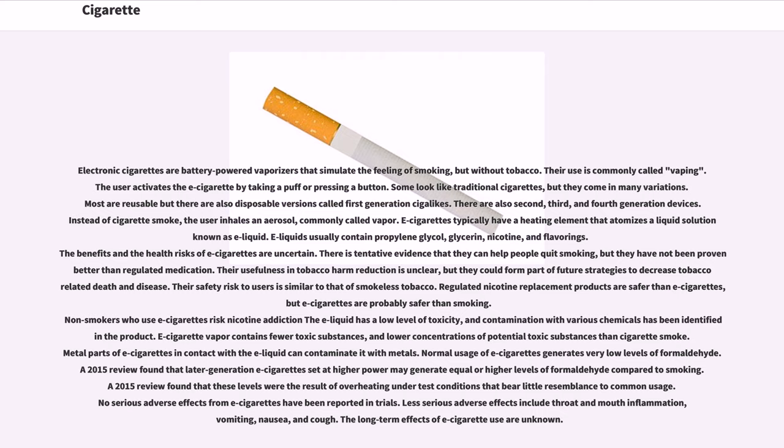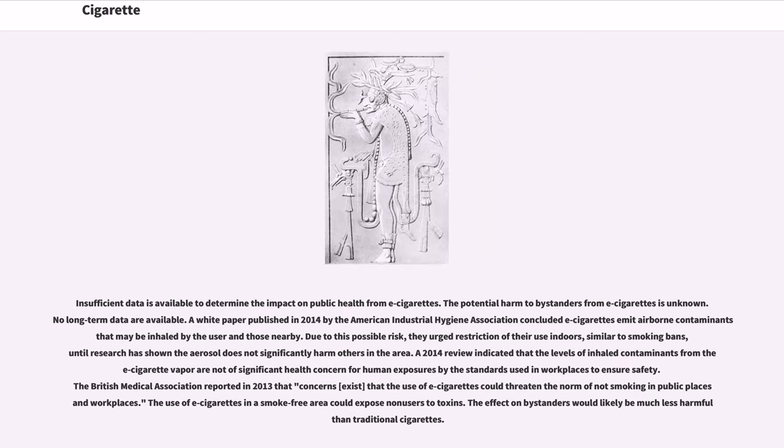No serious adverse effects from e-cigarettes have been reported in trials. Less serious adverse effects include throat and mouth inflammation, vomiting, nausea, and cough. The long-term effects of e-cigarette use are unknown. Insufficient data is available to determine the impact on public health from e-cigarettes. The potential harm to bystanders from e-cigarettes is unknown. No long-term data are available.